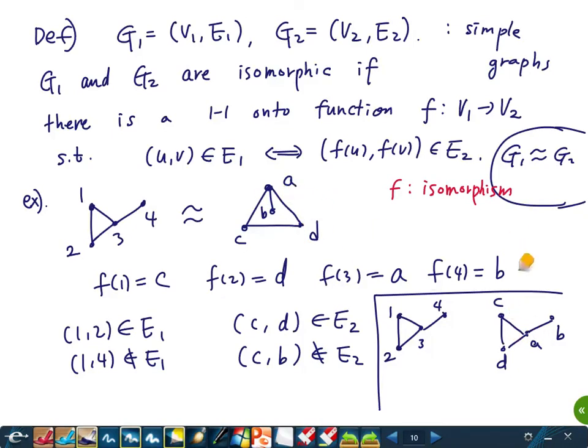If you redraw the graph this way, by arranging the vertices the same way, then you can see they really look the same. And that's basically the idea of the isomorphism of two graphs. So intuitively, you should think that two graphs are isomorphic if and only if they look exactly the same, if you draw them nicely like this. Only the labelings of the vertices are different.